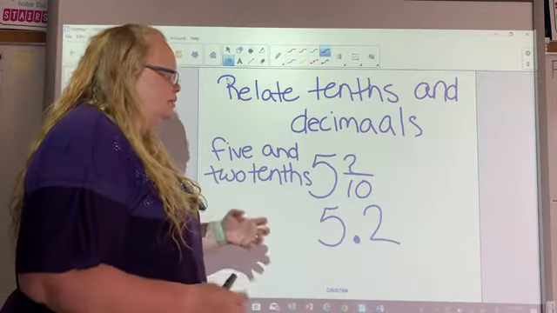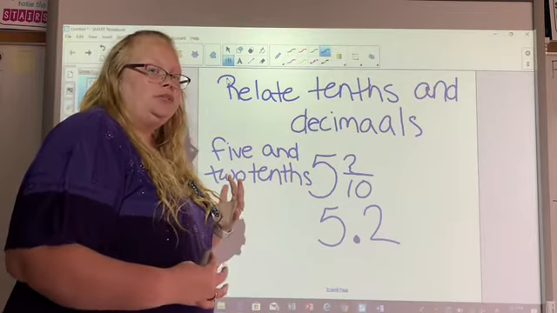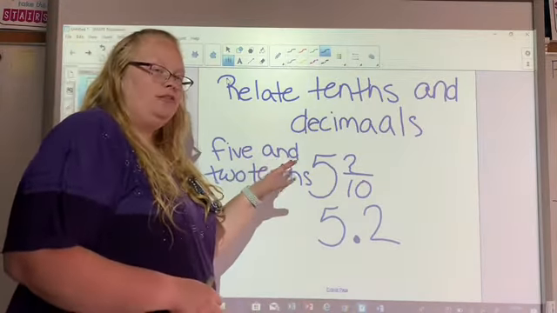Up until this point, they were told never to use "and" unless there was a decimal. So now we should start seeing "and" in the writing. So 5 and 2/10.